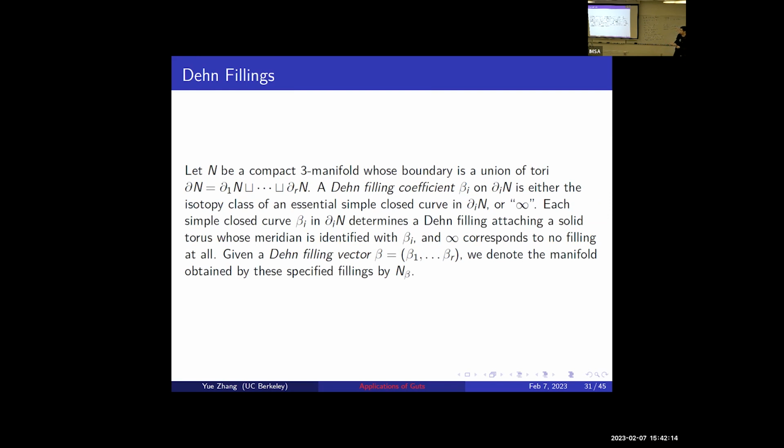So let N be a compact manifold whose boundary is a union of tori, and the Dehn filling coefficient beta_i on the ith component of N is either the isotopy class of an essential simple closed curve on the boundary or infinity. So infinity means you don't fill at all. And given a Dehn filling vector beta, we denote the manifold obtained by this specified filling by N(beta).